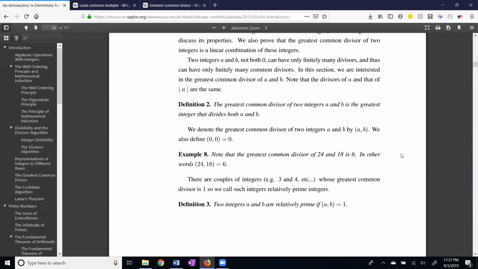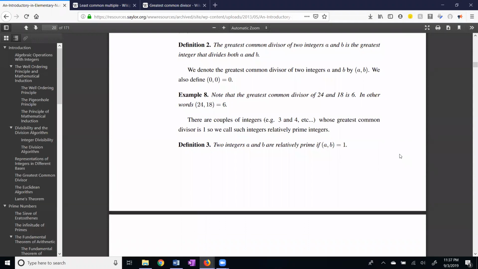If we come back to our book, definition 3, two integers A and B are relatively prime if and only if the greatest common divisor is 1. This seems like a trivial definition, but it is far from trivial. Being relatively prime is very important. Let's see some examples of relatively prime numbers.